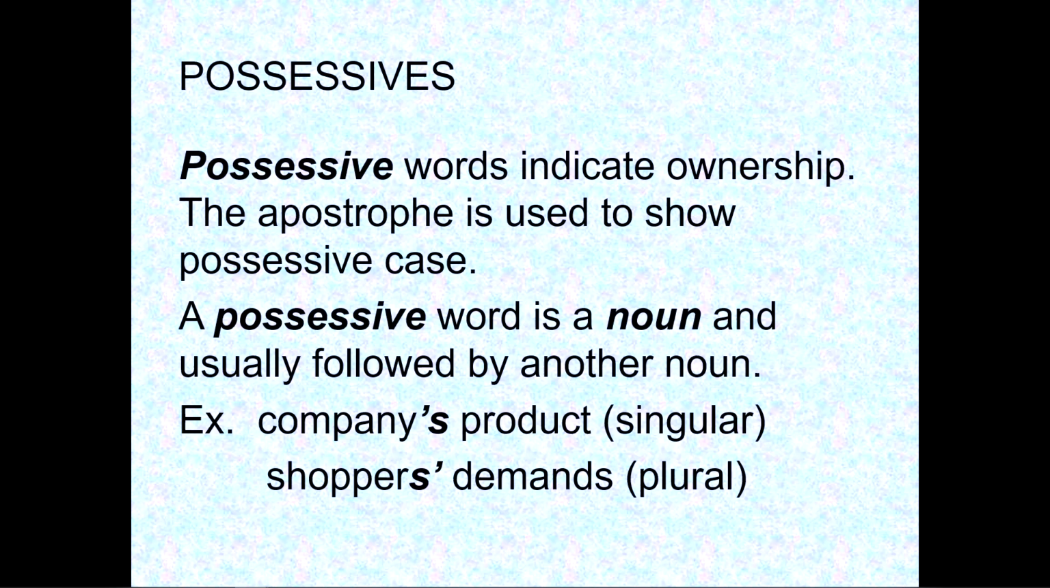A possessive word is a noun and usually followed by another noun. Here are a couple of examples. Company's product, singular. Shoppers' demands, plural. As you can see where the apostrophe is, when it's plural, there's an S at the end. Apostrophe comes after the S. Singular, in most cases, we'll see there are different rules to this, the apostrophe will come in between the word and the S, as you see there. This doesn't change.